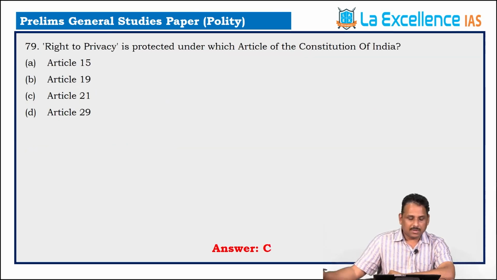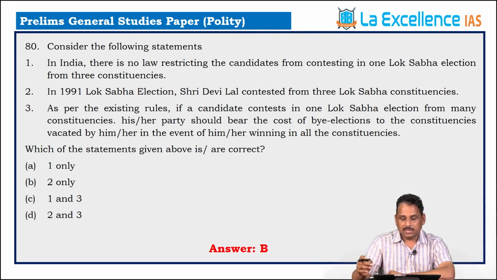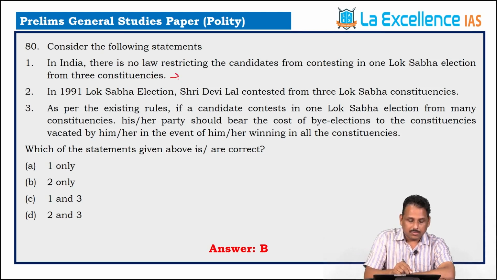Right to privacy is part of Article 21. See, the Puttaswamy judgment, we all know that. Consider the following statement: in India, there is no law restricting candidates from contesting in one Lok Sabha election from 3 constituencies. No. Now, they can only contest from 2 Lok Sabha constituencies.